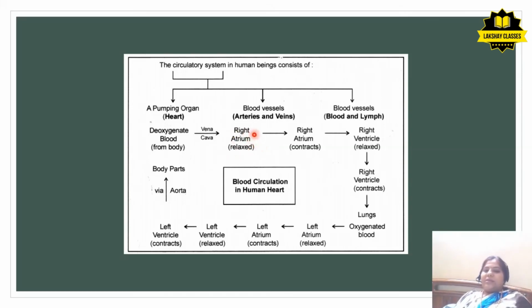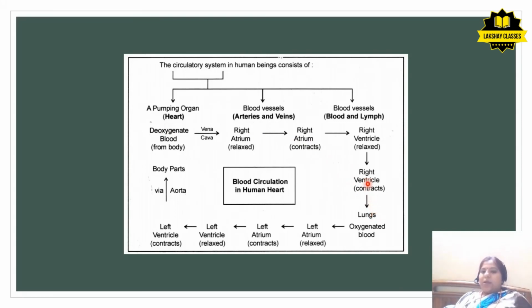Now this relaxed right atrium, through the valve, will pour the blood into the right ventricle, which is in the relaxed state. Further, after contracting, this blood will go to the right ventricle, right? And from the right ventricle, when the right ventricle contracts, the blood will go to the lungs. Why is blood going to the lungs? It is going for bringing the oxygen. So you must have seen blood entering into the heart and then going out of the heart towards the lungs.